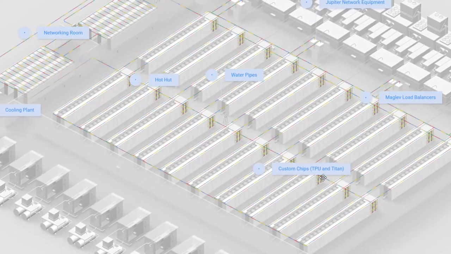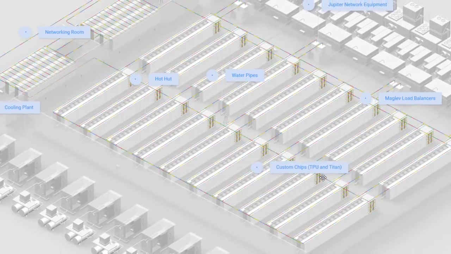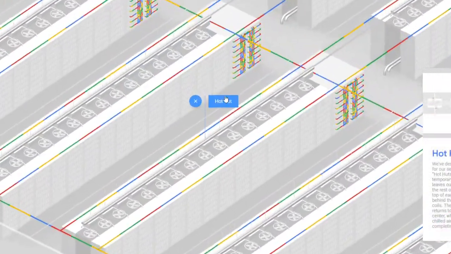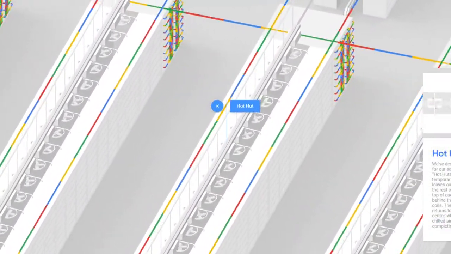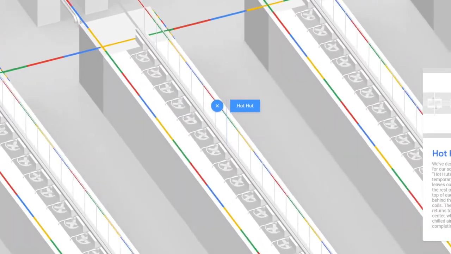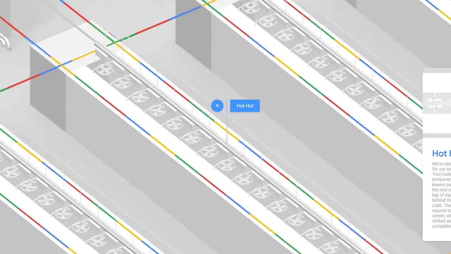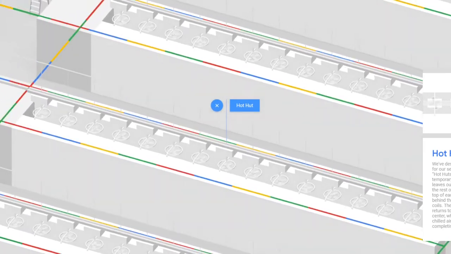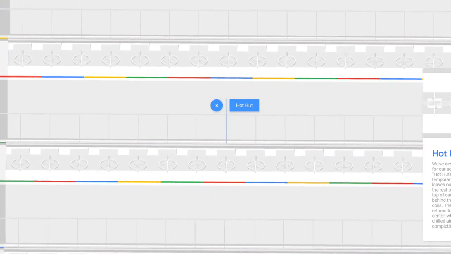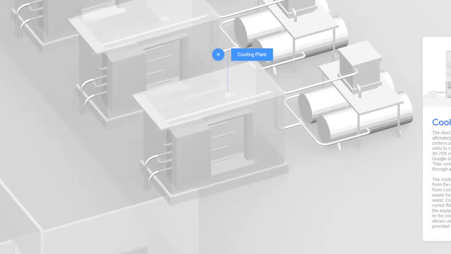Oh, remember that GPU called Titan? What happened to that one? GTX Titan or something. The network equipment. So let's take a look at a hot hut. What is a hot hut? Custom cooling systems for server racks. How cool are these server racks, man? Because they serve as temporary homes for the hot air that leaves our servers, sealing it away from the rest of the data center floor, with fans on top of it. Okay, that's cool, man. What about the cooling plant?